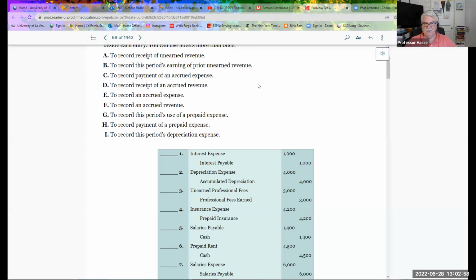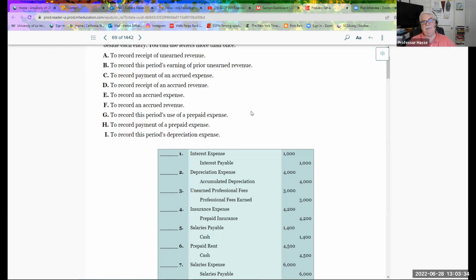Then number 4, insurance expense, prepaid insurance. Well, that is letter G, to record this period's use of a prepaid expense. In other words, we paid something in advance. Paying in advance for insurance, like when you get car insurance. When you pay for car insurance, you're paying usually for most policies 6 months in advance. So if you were doing your accounting records, that's considered a prepaid. You're paying in advance for a service that's owed you, insurance.